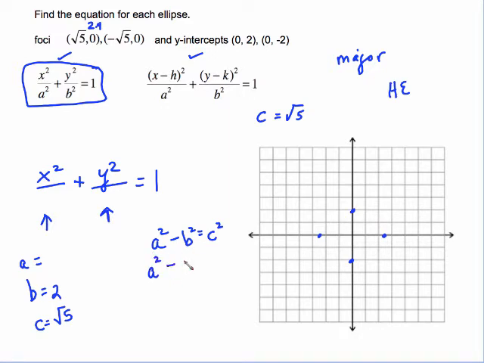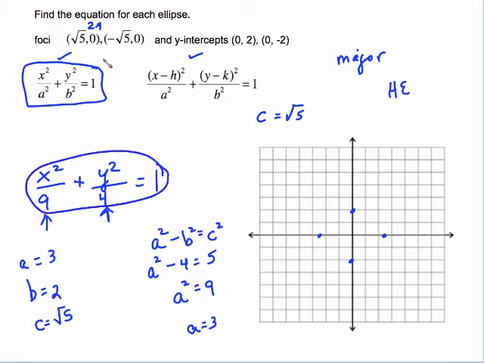a squared minus b squared: 2 squared is 4, equals c squared, radical 5 squared is 5. Simple to solve, add 4 to both sides, gives me 9, take the square root, and a is 3. So now I can fill into this equation. 3 squared is 9, 2 squared is 4, and that is the equation of the ellipse that has this information.